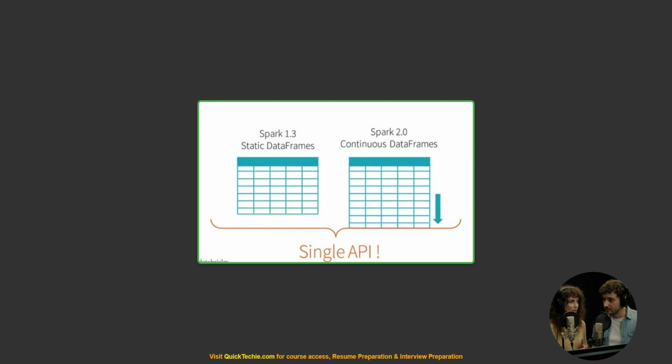Event time versus processing time. In streaming, it's crucial to distinguish between event time, when the event actually occurred, and processing time, when Spark processes the event. Spark structured streaming allows you to handle event time correctly, ensuring accurate results even if data arrives late or out of order.